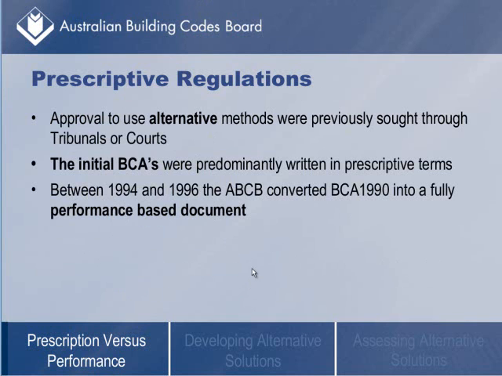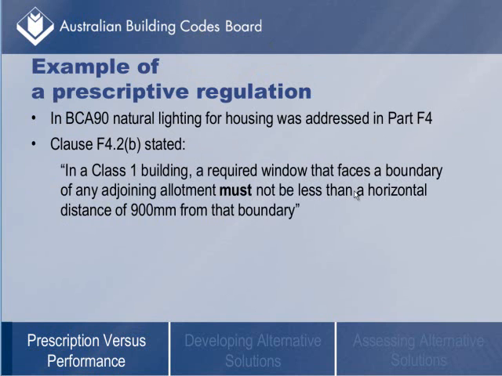With prescriptive legislation, approval to use alternative methods were previously sought through tribunals or courts. The initial BCAs were predominantly written in prescriptive terms, but between 1994 and 96, the ABCB converted the BCA 1990 into a fully performance-based document. So now, if you need to go to tribunals, it's generally something to do with planning schemes, although you can go to tribunals for the BCA still.